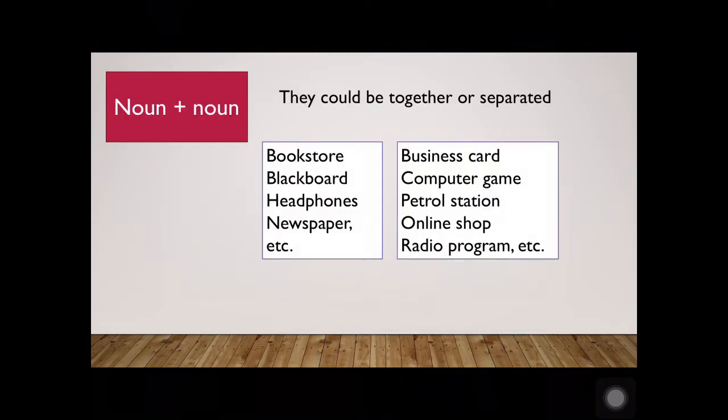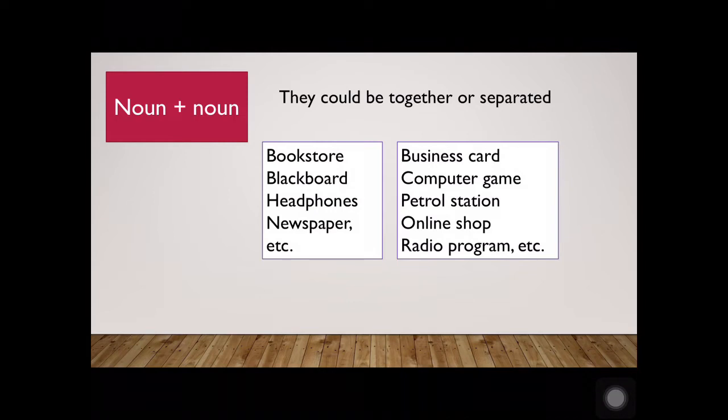The first one is, as I told you, noun plus noun. And as I mentioned before, sometimes they can be together, they can be separated, and in this case, a noun plus noun, they have both forms. As you can see in the first example, bookstore, it is a group of words, two words that go together, but if you separate the words, they don't have any meaning. Blackboard, you don't say black board, it is together, blackboard. Headphones, newspaper, you have a lot of examples, etc., okay?